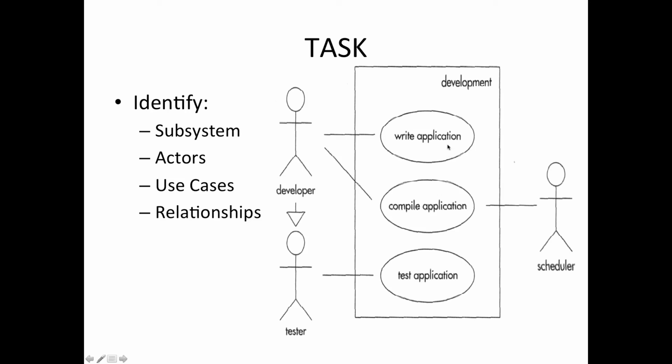Okay, so hopefully you would have said something like the developer can write an application and can compile an application, the scheduler can also compile an application, and the tester can only do one thing. All they can do is test the application. A tester might even be a student. I might create something like Compass and get you to test the student section of it, so you would test it for me. Alright, so we have everything here. We have relationships, we have use cases, and we have associations.